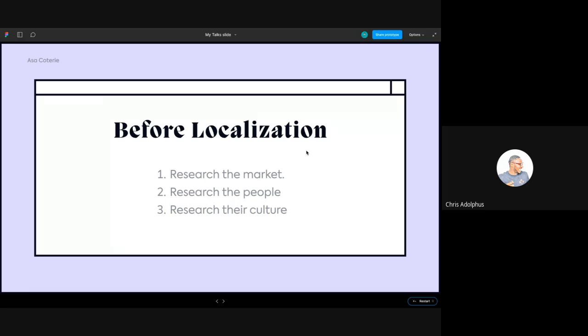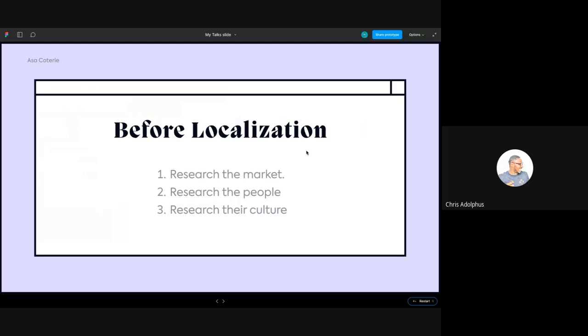Now, by culture, this goes beyond just the market and the people. You want to look at how people in that area behave, and look at the government. You wouldn't want to use a slang that gets your product banned in a particular country. You don't want to expand your product to China, and then use a slang that makes the Chinese government ban your product.